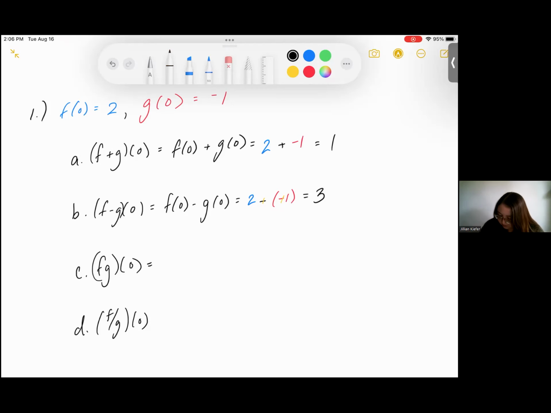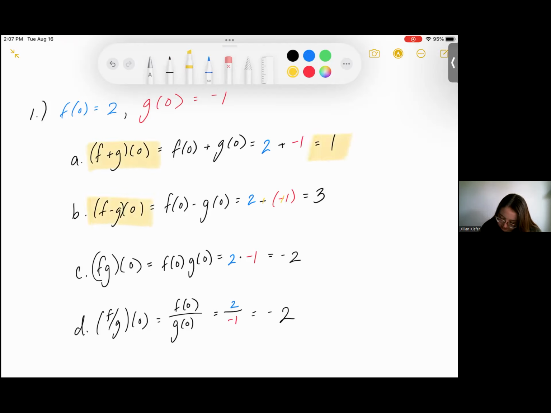f times g of 0 is the same thing as f of 0 times g of 0. So we've got positive 2 times -1, which is equal to -2. And lastly here, f divided by g of 0 is going to be equal to f of 0 divided by g of 0. So this would be 2 divided by -1, which is also -2. Those are all of our answers there.